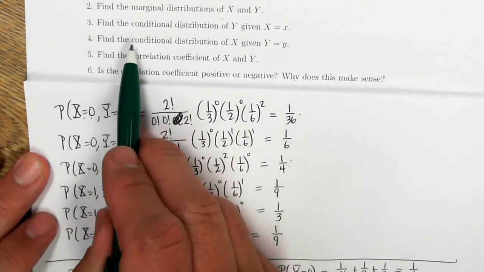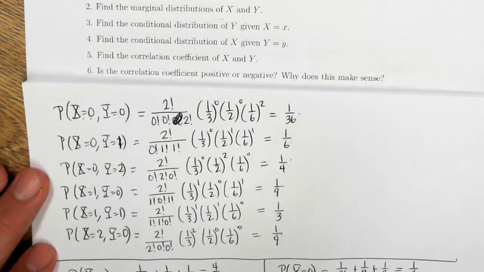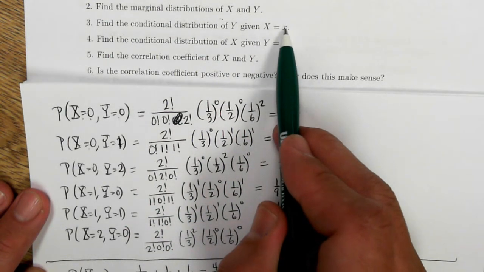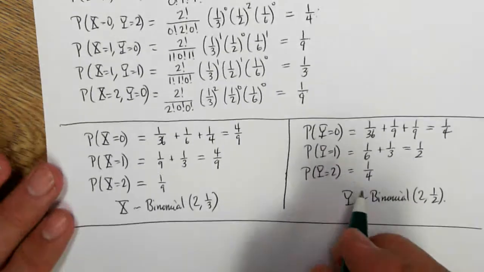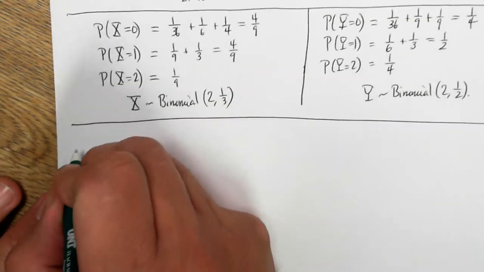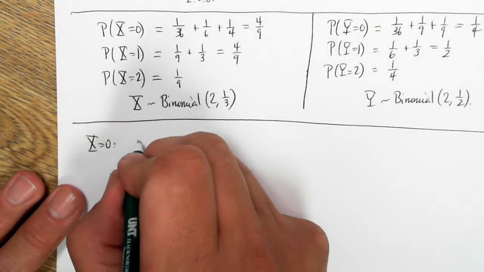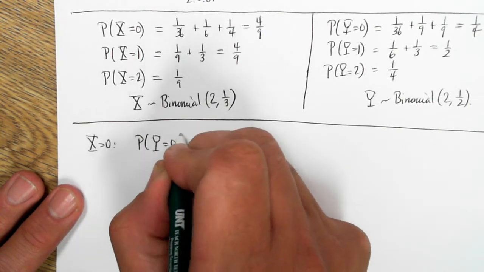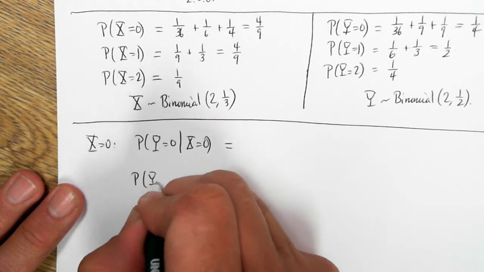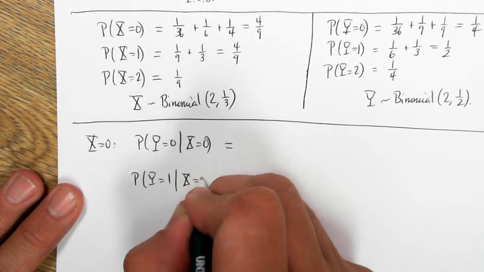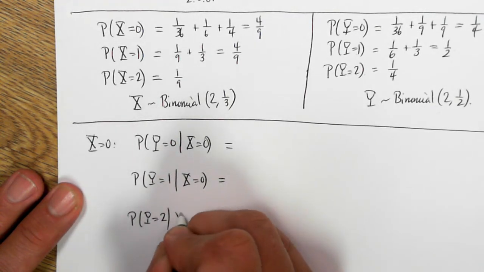Okay, number 3. Let's find the conditional distribution of Y given that X is equal to little x. Now, there are 3 possibilities for little x. X could be equal to 0, 1, or 2. So let's list out all those possibilities. So if x equals 0, there are 3 possibilities. You could have y equal to 0, given x equals 0, or you can have y equal to 1, given that x equals 0, or you can have y equal to 2, given that x equals 0.